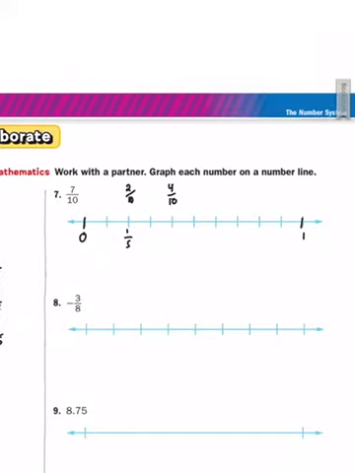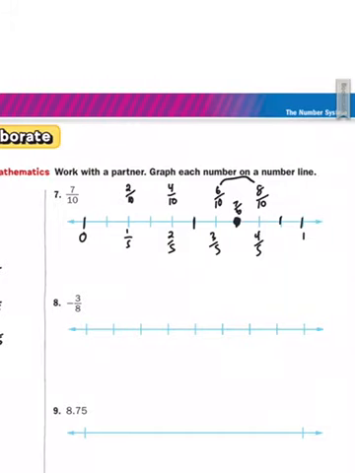And remember, 4/10 reduces to 2/5. 1/2 would be right here. So then I'd have 5/10. So I have 6/10 here, which is 3/5. This would be 7/10. So 8/10 is here, which is 4/5. And 9/10 is here. So when I put 7/10, it's going to be right in between 6 and 8/10. It's going to be right there at 7/10.